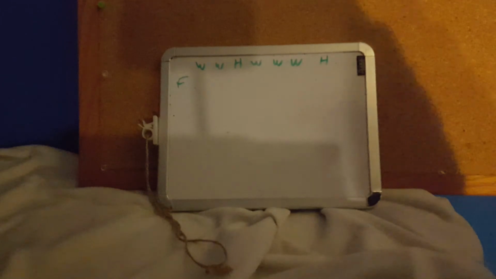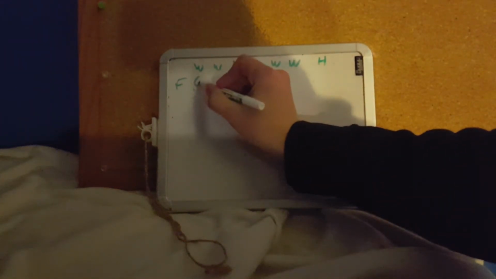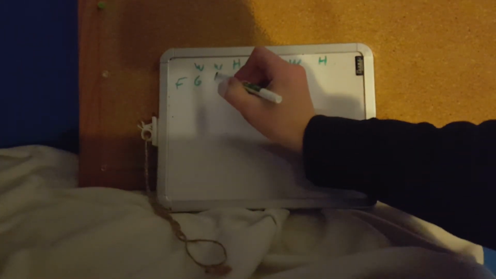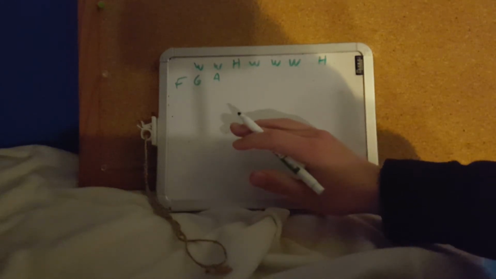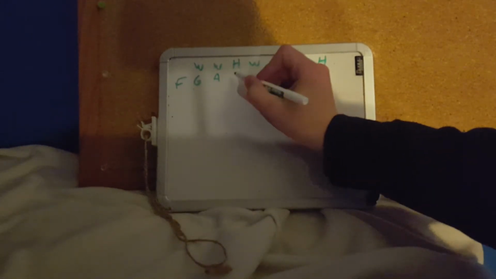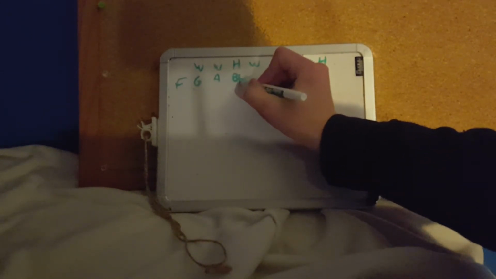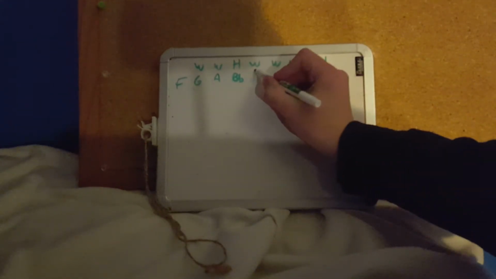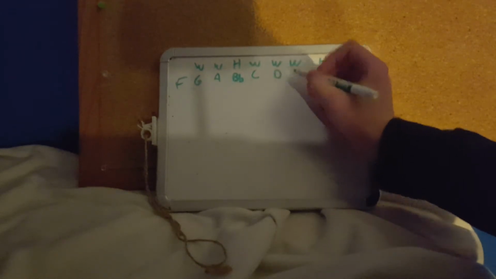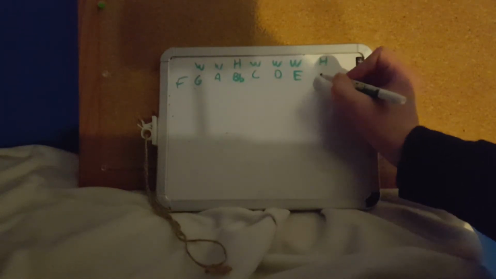So a whole step from F is G. A whole step from G is A. A half step is B flat. A whole step is C. Another whole step is D, another is E, and a half step is to F.